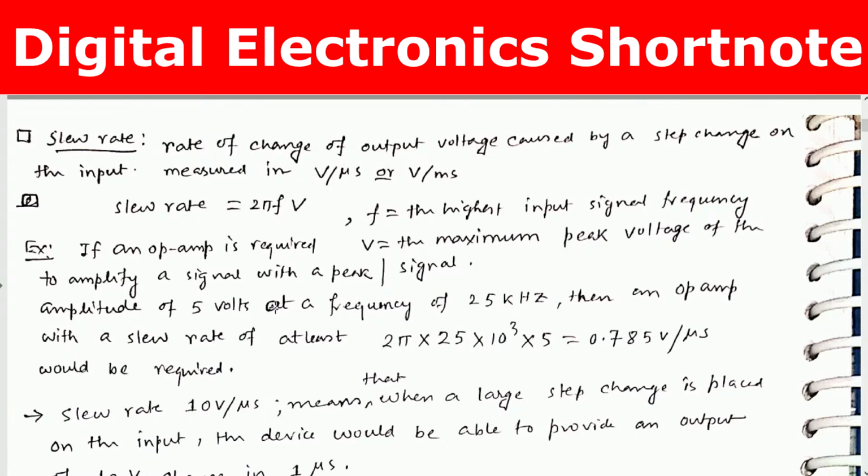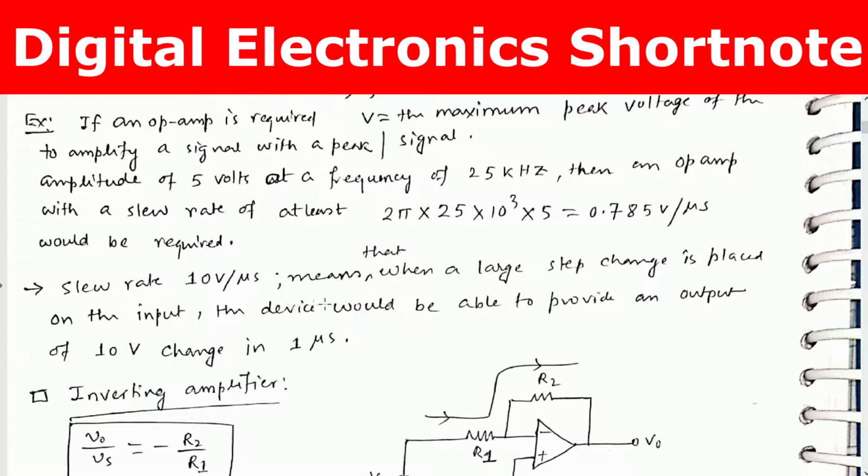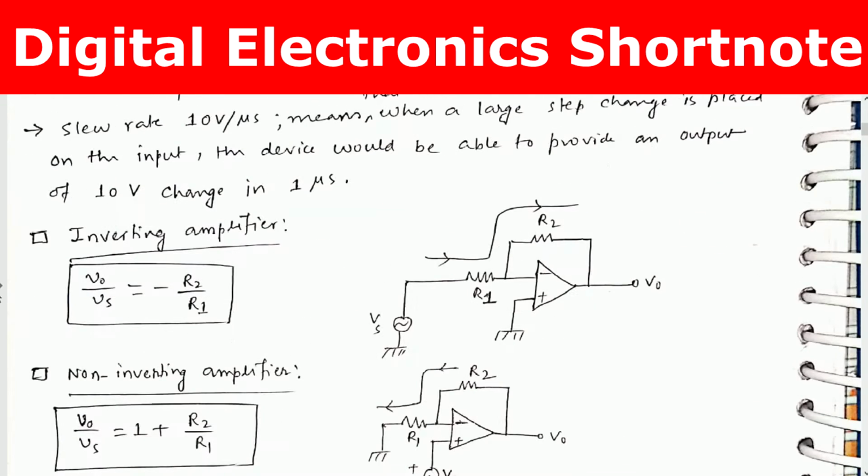If an op-amp is required to amplify a signal with a peak amplitude of 5 volts at a frequency of 25 kHz, then an op-amp with a slew rate of at least 0.785 volt per microsecond would be required. Slew rate of 10 volt per microsecond means when a large step change is placed on the input, the device would be able to provide an output change of 10 volt in 1 microsecond.